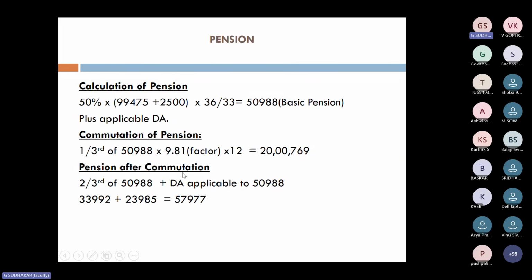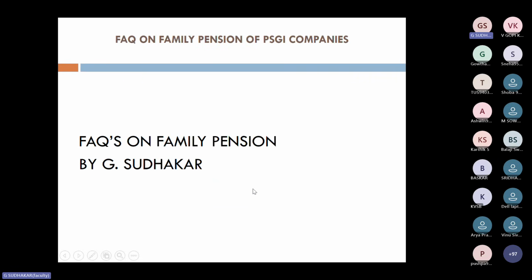Balance pension after commutation is 2/3 of this amount plus DA applicable for the whole amount, not just the 1/3 amount. The whole amount DA will be calculated, but only 2/3 of the pension will be added, giving 57,977. So this is basic plus DA. It would come around 60 or 70 something, and with the same DA it would be around 73,985. Here it is coming to 57,977 after commutation. So this is the only difference.